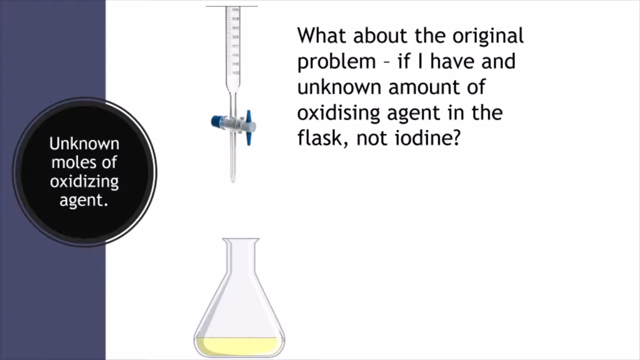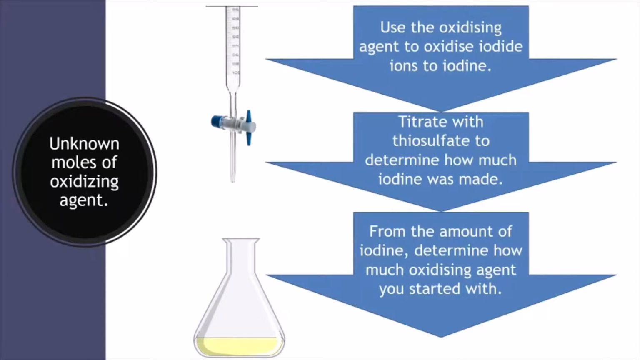But our original problem was if we had oxidizing agent in the flask, not iodine. Okay, I've got some oxidizing agent dissolved in that flask and I want to know how many moles of it there are. So what we're going to do is this. We're going to use the oxidizing agent to oxidize the iodide ions to iodine. So we're going to mix it with some potassium iodide, and that will oxidize the iodide ions to iodine. Then we're going to titrate that with thiosulfate to find how much iodine we've made, and then from the amount of iodine we're going to work backwards how much oxidizing agent we must have started with.